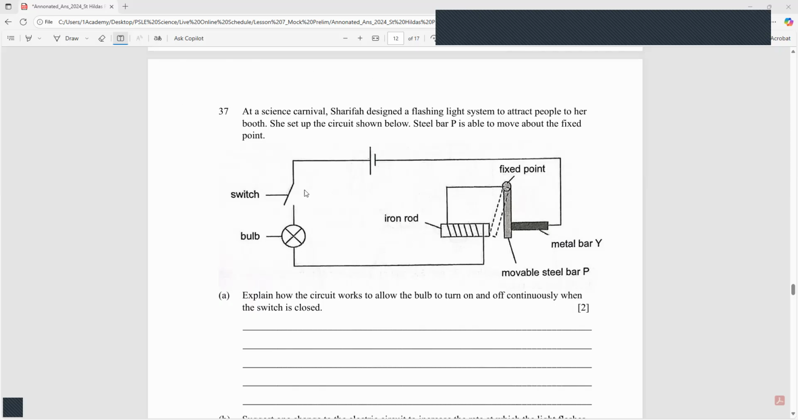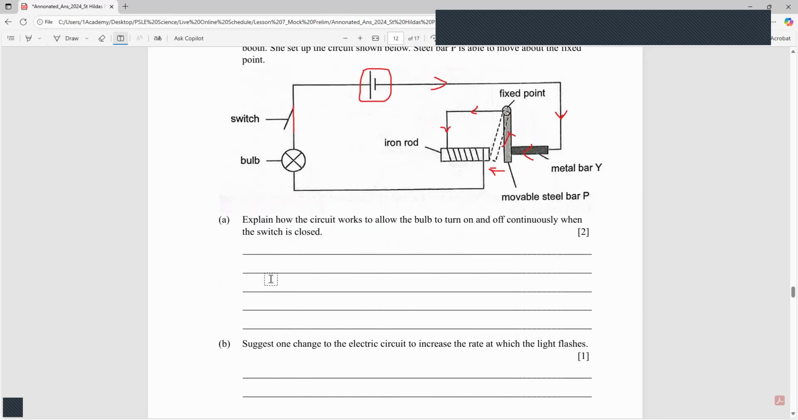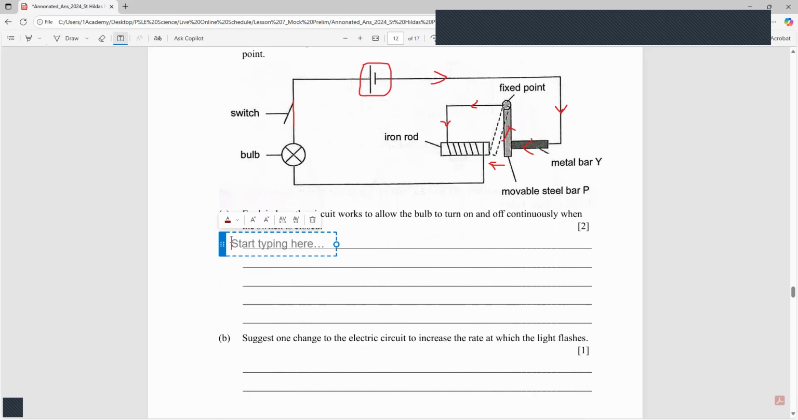This one you need to understand how it works. When you close the switch here, the current from here will flow through this part, because metal can conduct electricity. It will flow through here, because this is made of steel. Then you see this part will be magnetized, so it will attract the movable steel bar there. Once it moves there, the circuit is disconnected. When it's connected, the bulb will light up. So when disconnected, it will cause the bulb to turn on and off, to flash. So this is how we explain it.